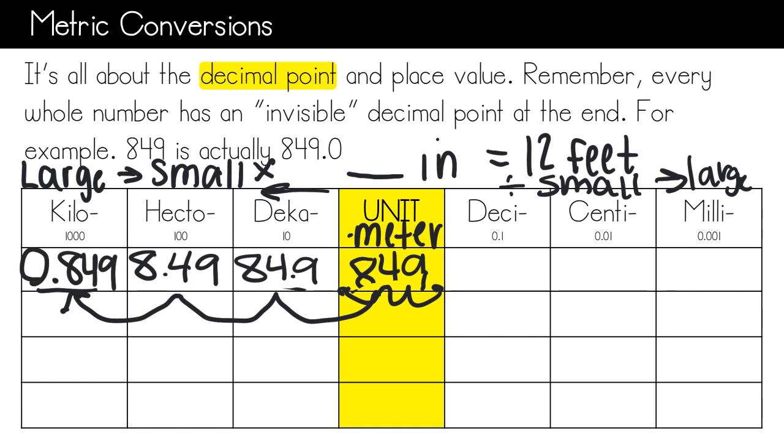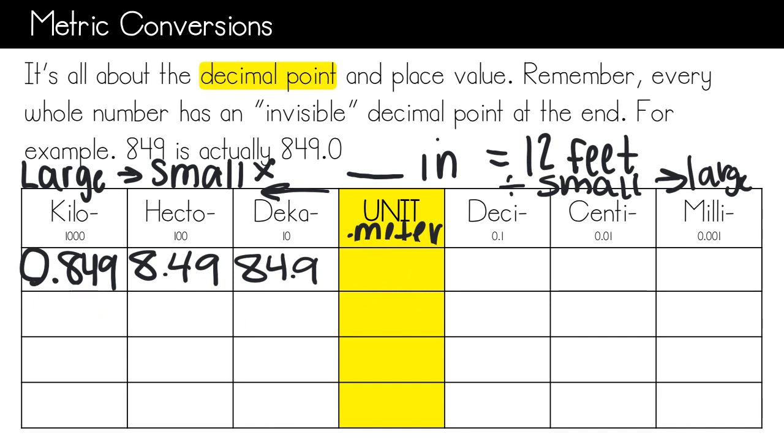849 thousandths. Okay? Now let's go the other way. Let's go from a larger unit to a smaller unit. So decimeter, centimeter, and millimeter. And remember, our original number is 849. Okay? Now I'm going from a larger unit to a smaller unit, so I need to multiply. So multiply, each place value is 10.